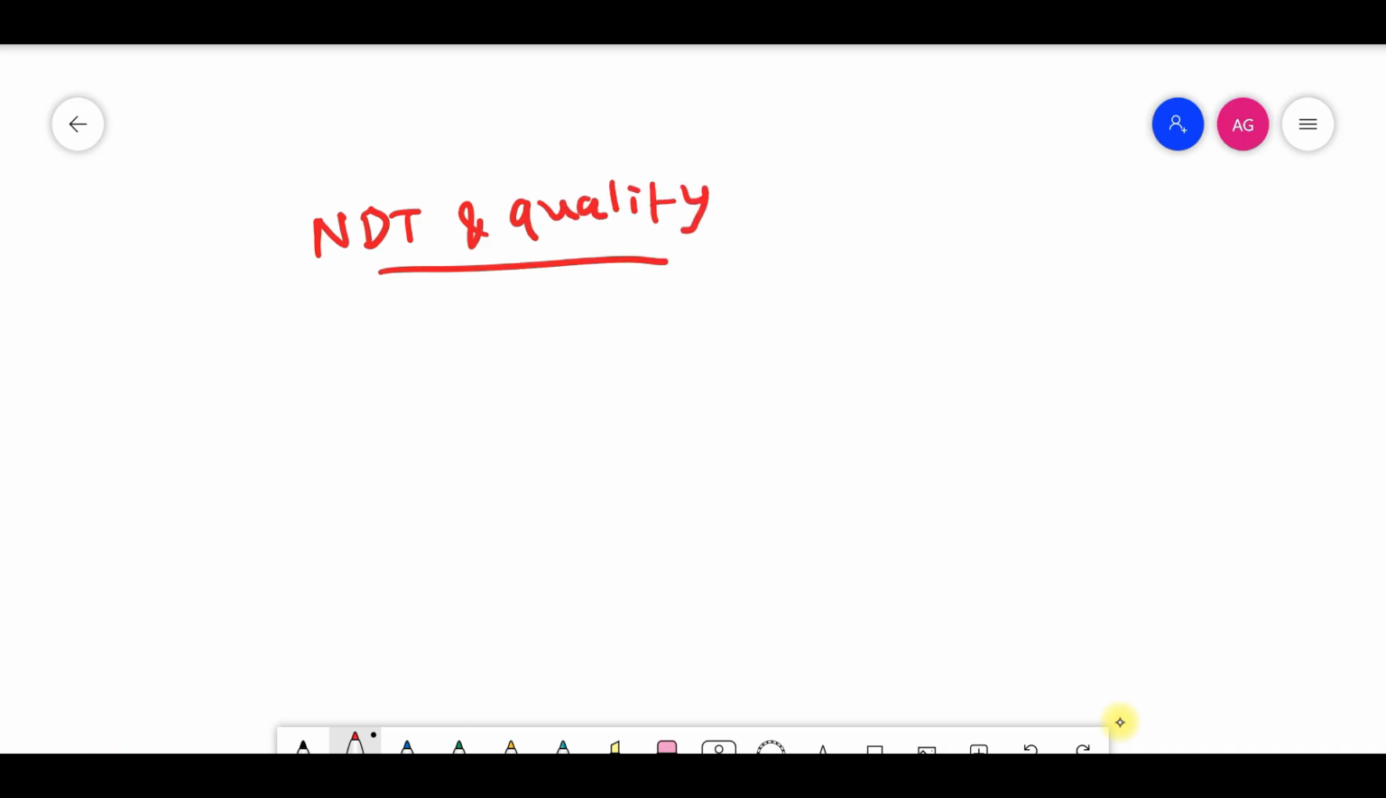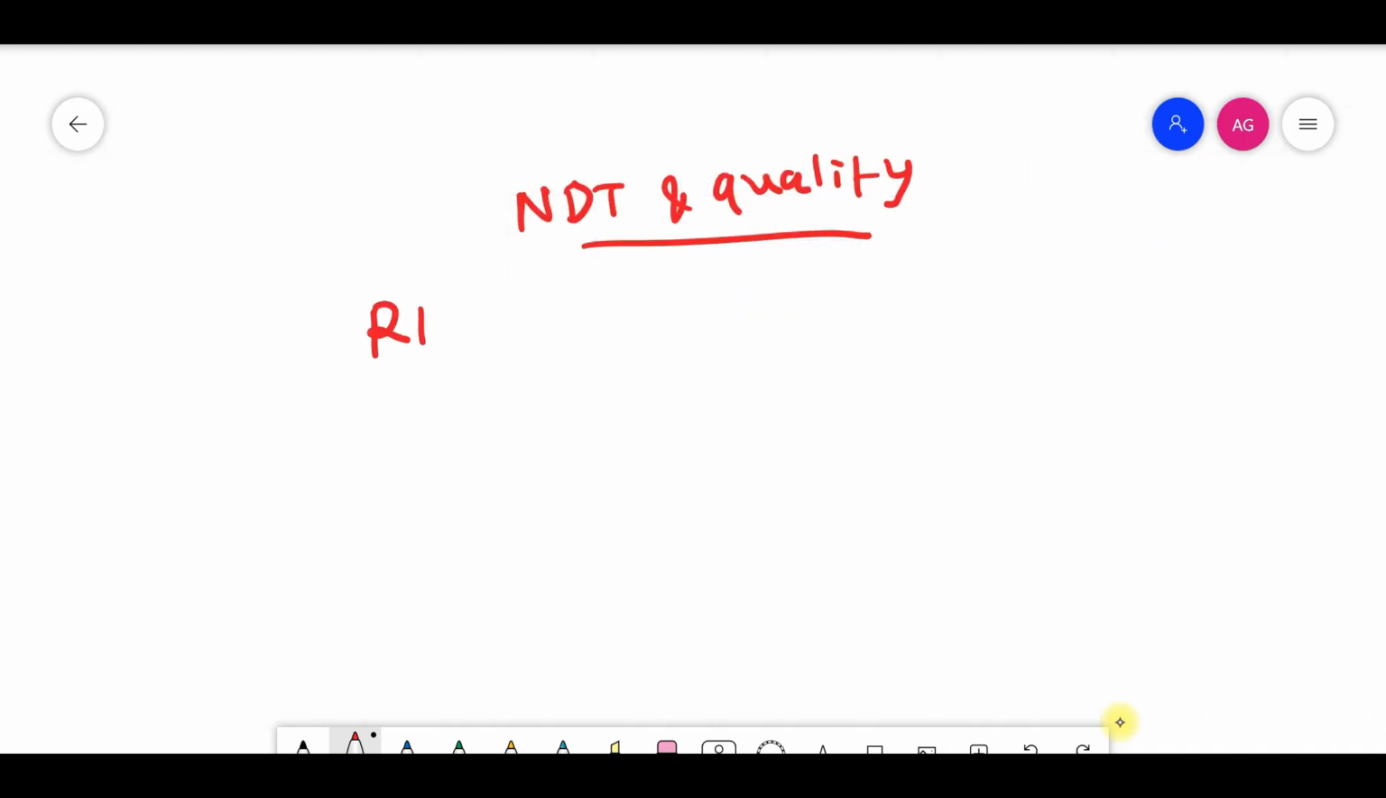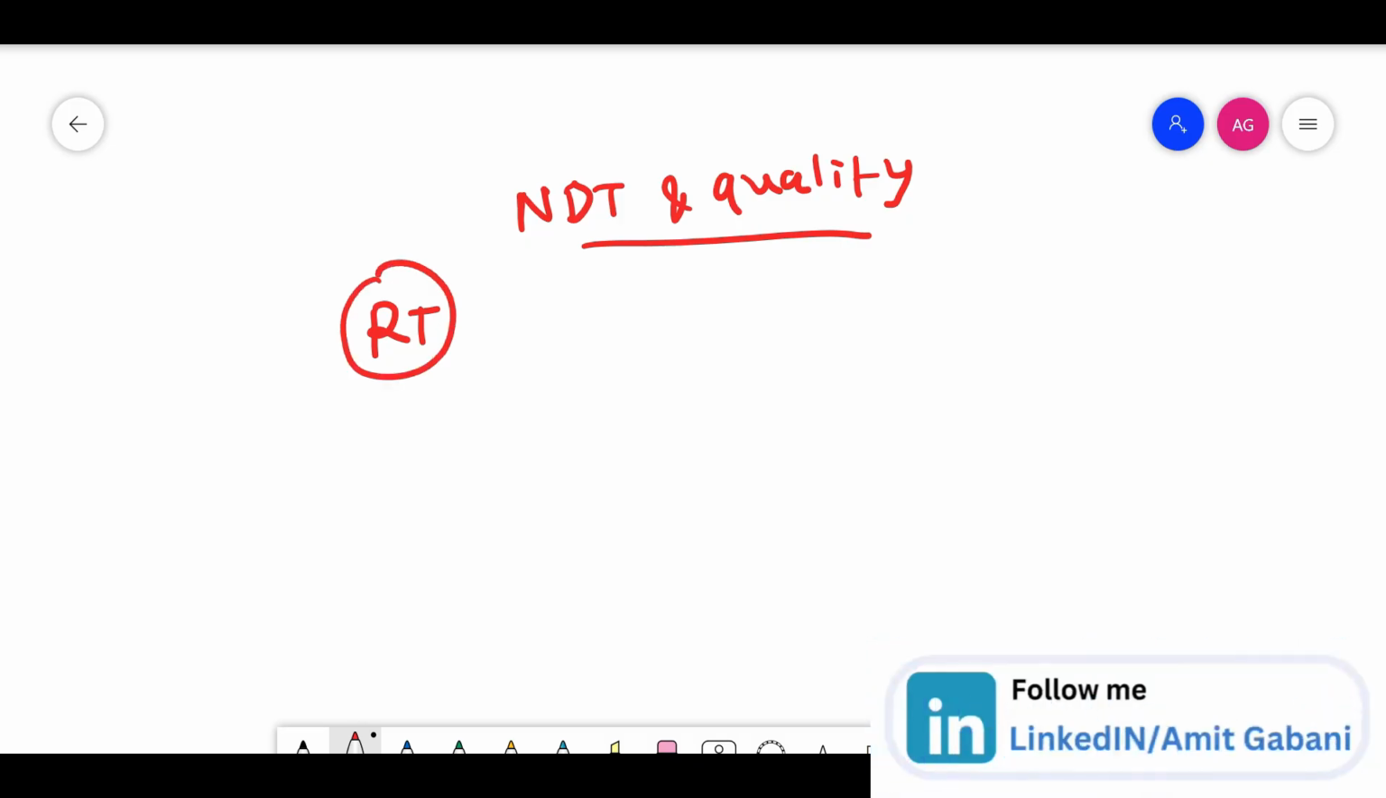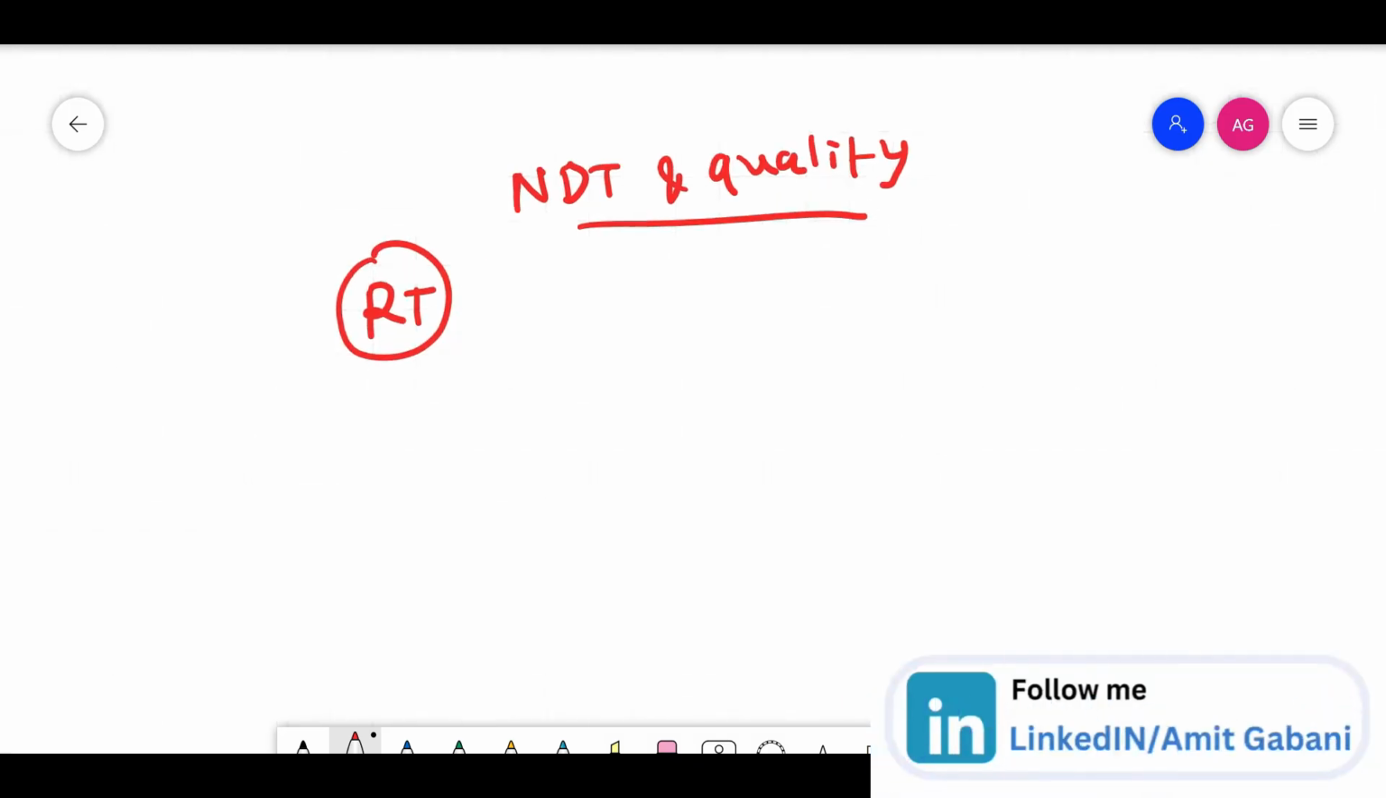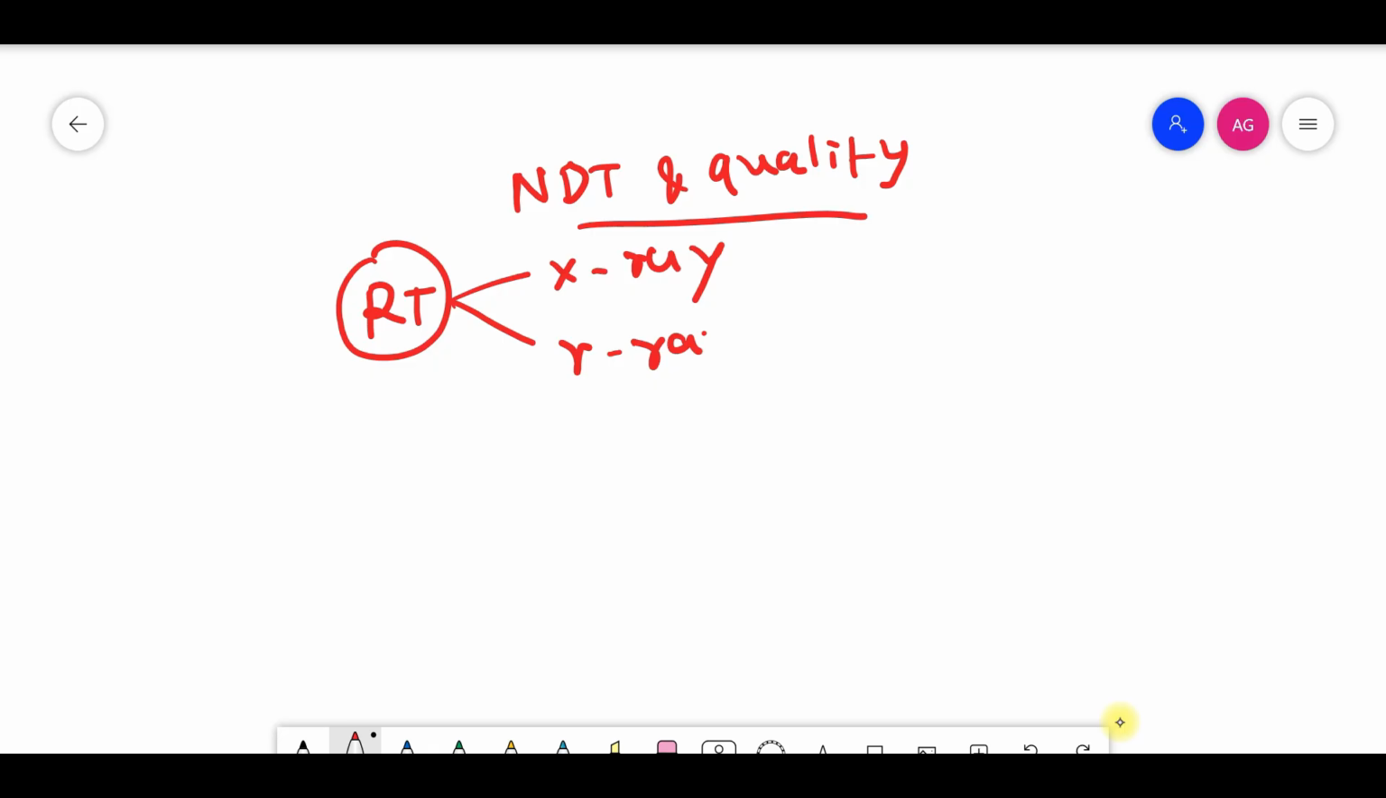So friends, in today's video we are going to see about gamma ray characteristics in radiography testing. In radiography testing you mainly use two waves, or rays. One is X-rays and the other is gamma rays. So these are two waves, and we do radiography using them.